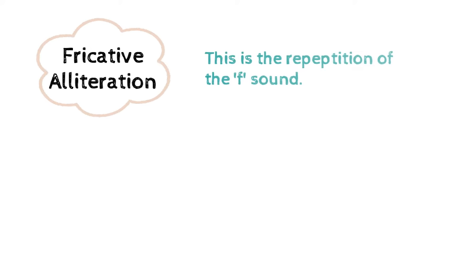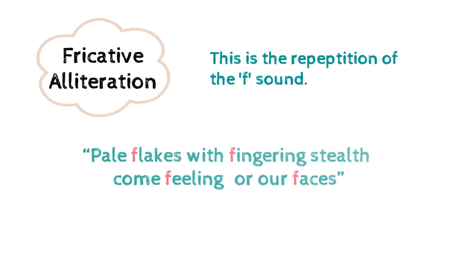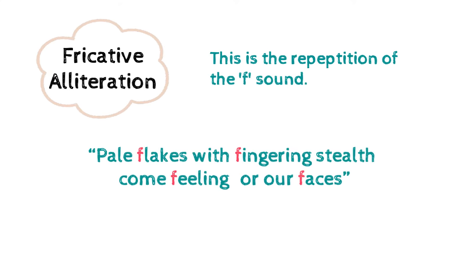Another common form is fricative alliteration, which is the repetition of the F sound. This is used in Wilfred Owen's war poem Exposure, in "pale flakes with fingering stealth come feeling for our faces." Here the fricatives mimic the shivering of the soldiers from the icy conditions.